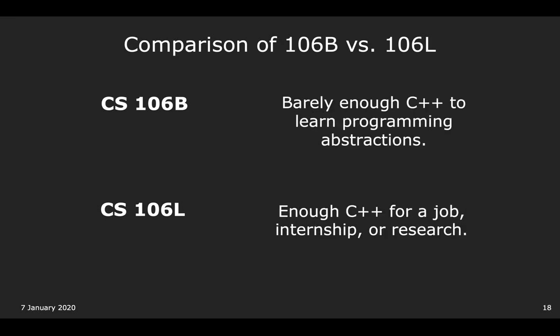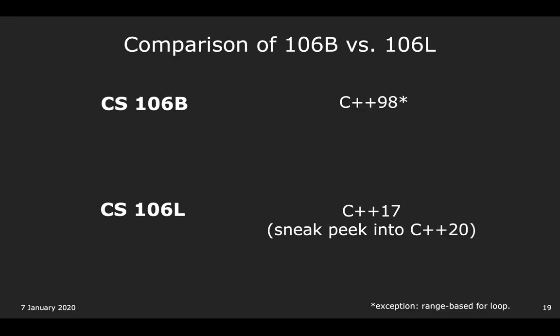In CS106B, you learn barely enough C++ to learn the greater goal of programming abstractions. But in CS106L, we'll teach enough C++ for any job, any internship, any research that you do. We're not gonna teach you the entire C++ language, but we will give you some basic familiarity with some key concepts so that you can easily Google some stuff about C++ if you want.